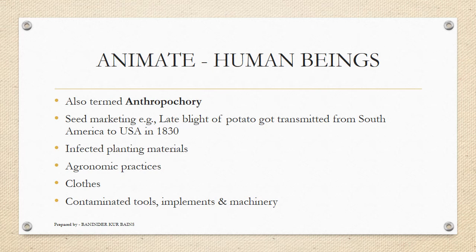Next is human beings. They act as major vectors for the transmission of diseases, and they also act as transmitters within countries, because they carry seeds from one country to another country, also from one state to another state, which is not possible by other means. So they spread the diseases to distant areas also, and the transmission of the pathogens or their spores by human beings is termed as anthropochory.